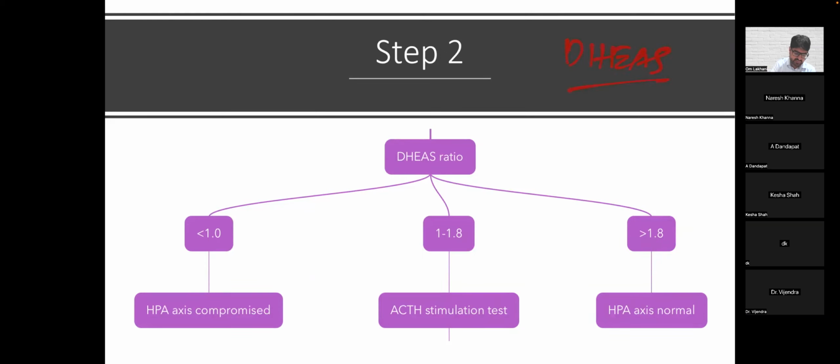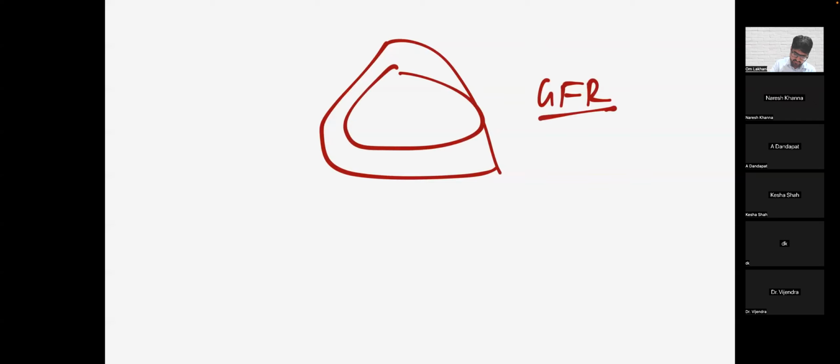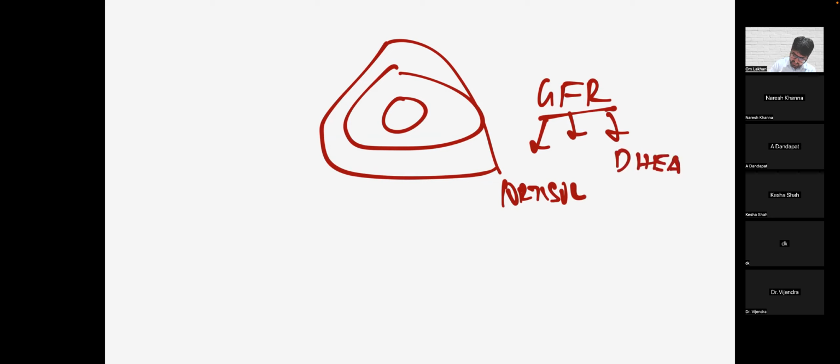DHEAS is basically, if you see the adrenal gland, right? So you have the GFR, right? Glomerulosa, fasciculata, and reticularis, right? So you have the 3 layers of the adrenal gland, right? And of the 3 layers, you have the cortisol which is produced by the adrenal cortex outside, right? Fasciculata and reticularis produce DHEA, which gets converted to DHEAS.